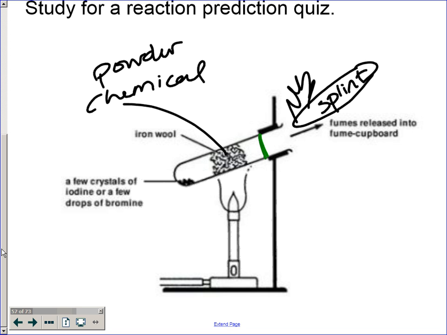Alright, Bunsen burners off as soon as you're done with step A, or reaction A, and then you guys can proceed.